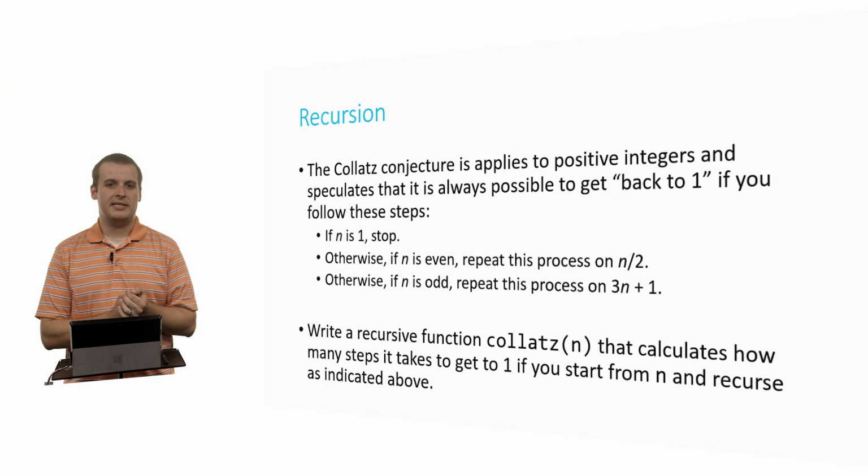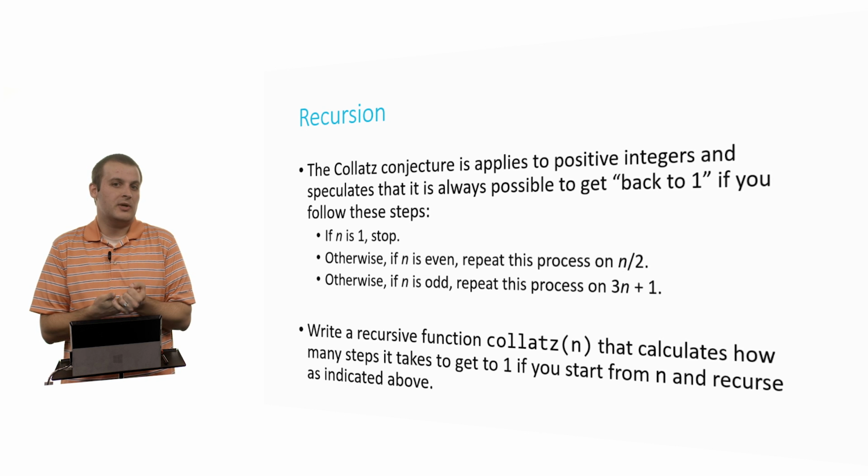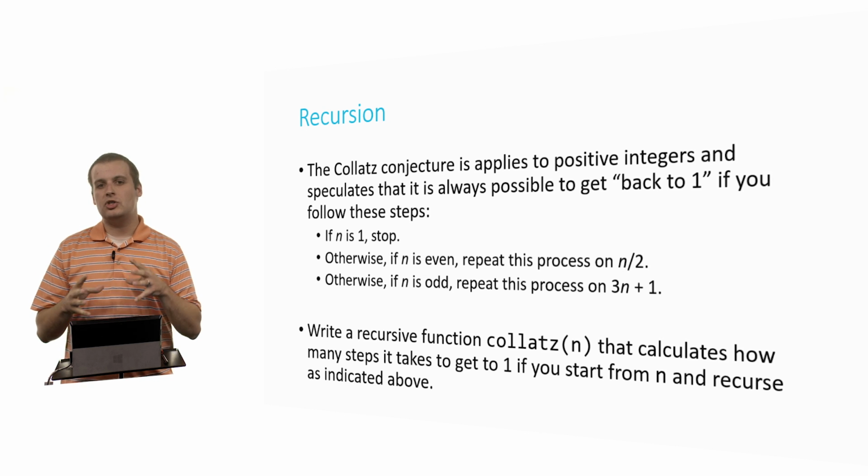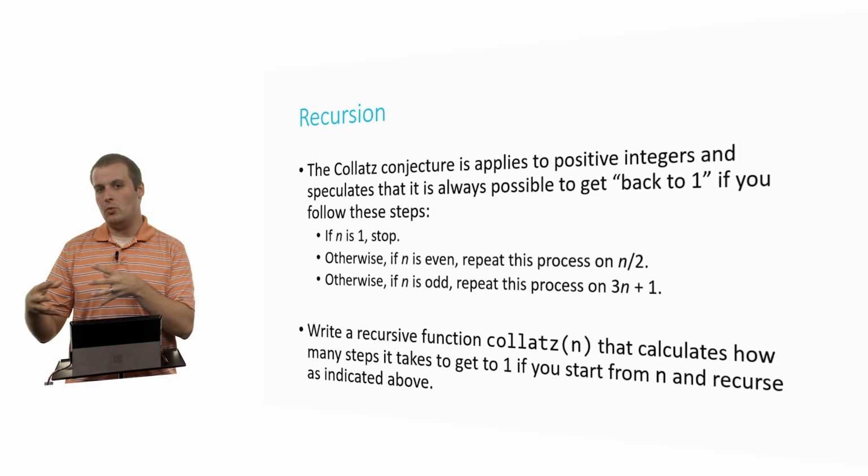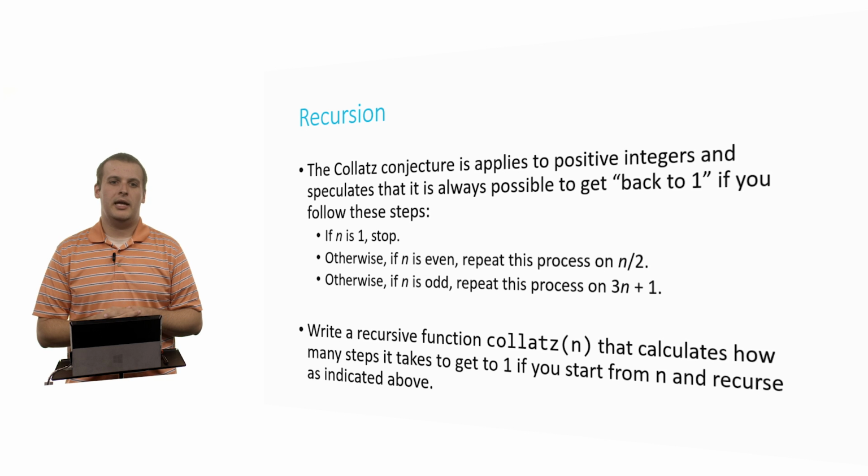So here we have a single base case. If n is equal to 1, stop. We're not doing any more recursion. But we have 2 recursive cases. If n is even, we do one recursive case, calling n divided by 2. If n is odd, we do a different recursive case on 3 times n plus 1.